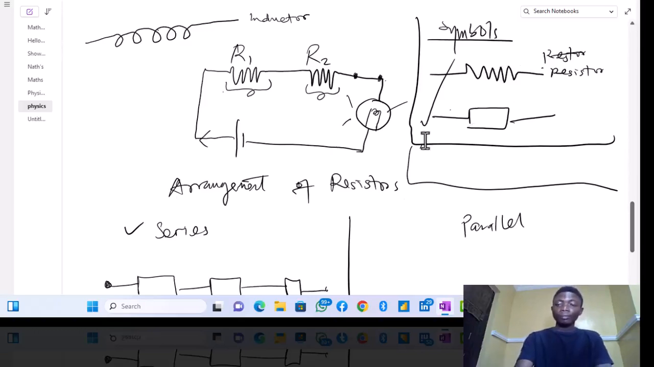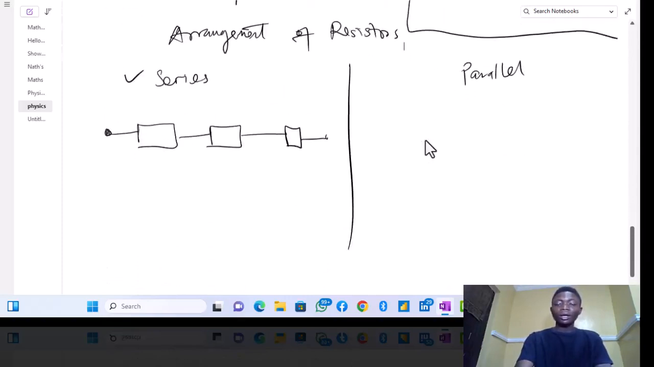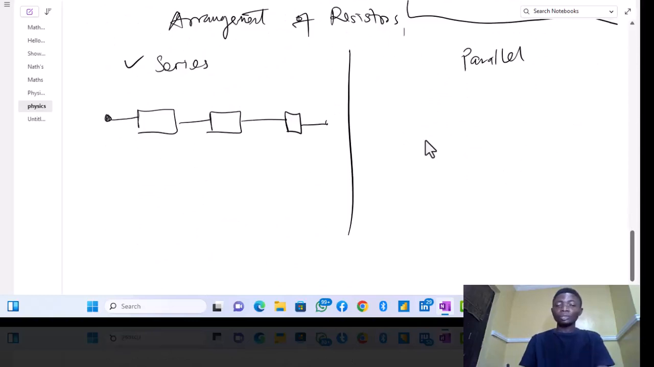So now, let's go ahead. You can see me use this box-like arrangement for resistor, and you can see me use that zigzag representation for resistor. Any of the two is acceptable. So now, this is a series arrangement of resistors. Look at this, I will show you a parallel arrangement of resistors.